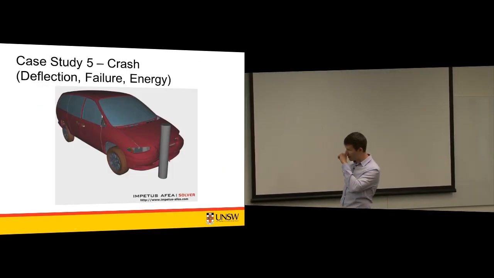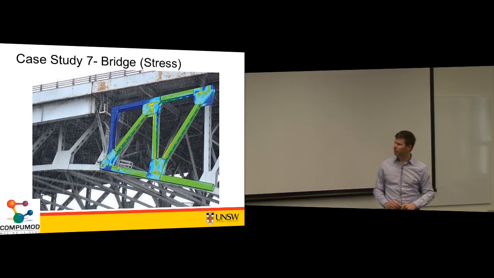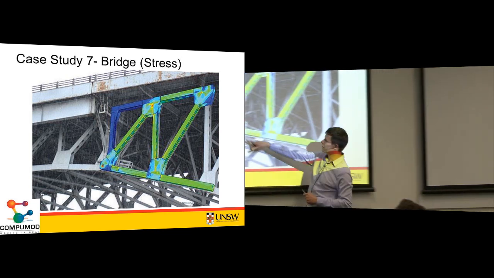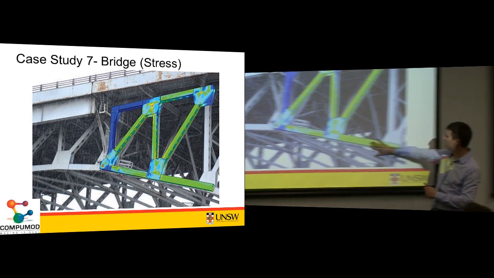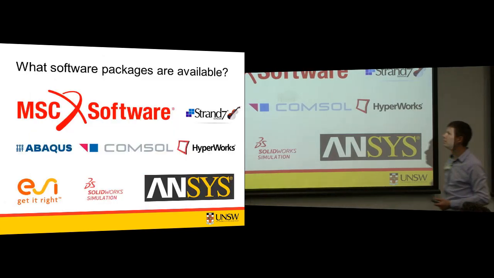Dynamic analysis is showing a car crash. I won't go there because I want to do some maths. That's what we're here for. Stresses, as you can see, are around the connection. So you don't want a refined mesh over here because what matters is the connections. That would not be unusual.